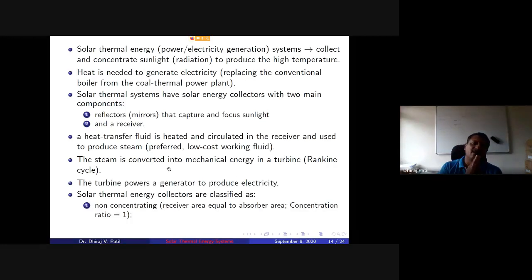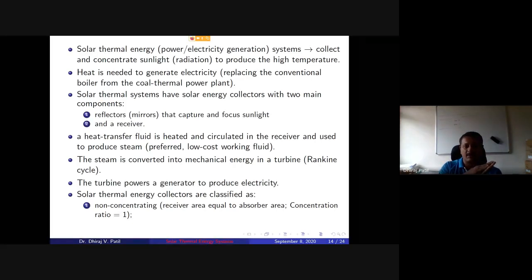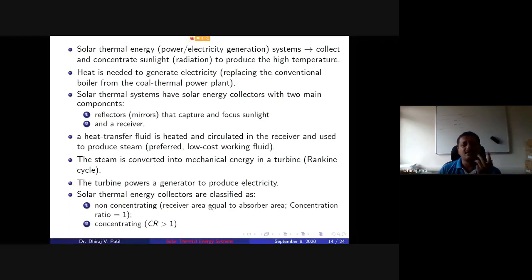are generally non-concentrating. So that means the receiver area, where the energy is getting received, is equal to the absorber area where it is absorbed. So you are not doing concentration of solar radiation. The concentration ratio is represented as CR, which is equal to 1. And there are concentrating solar thermal collectors where the concentration ratio is greater than 1. So for power generation, where you require very high temperatures, you require these concentrating type solar collectors.